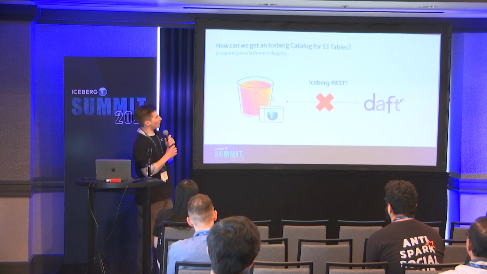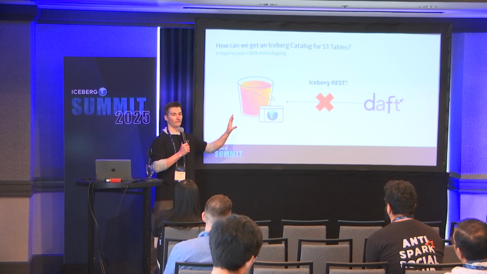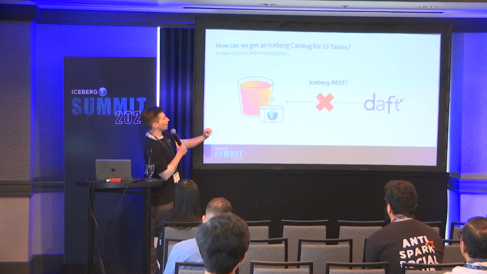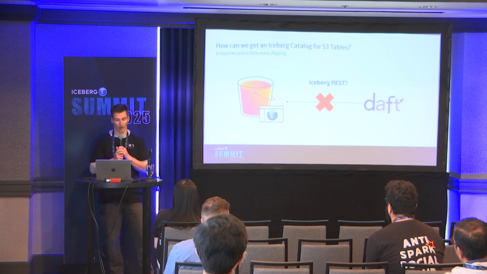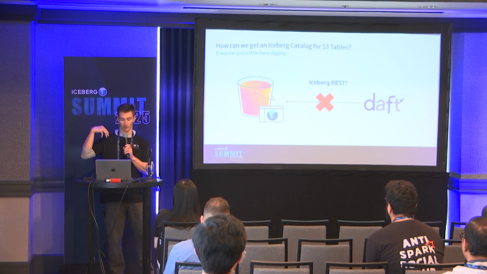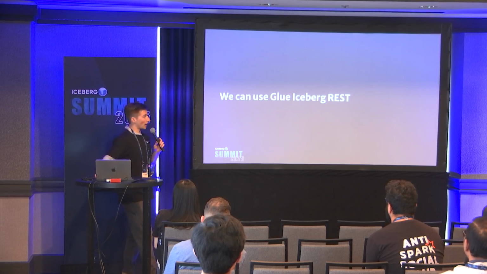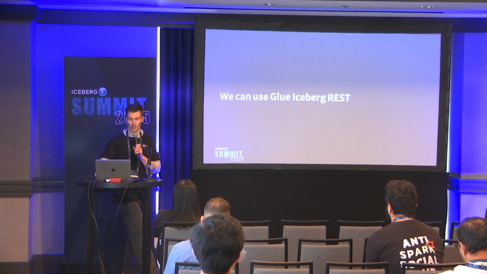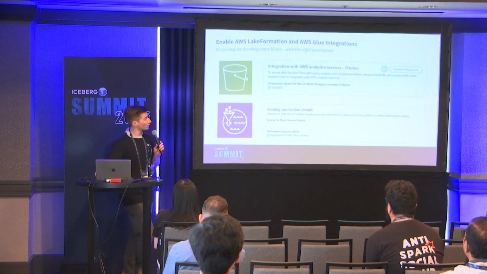Okay, so how can we get an Iceberg catalog from the S3Tables service? And like I was saying, the table service is not Iceberg REST. But if we do have Iceberg REST, then we can use a PyIceberg catalog to facilitate the transaction. Okay, well, we actually do have several options here. One of which is to enable what AWS calls data integrations, and I'll show you what those menus look like. And we can use Glue Iceberg REST.